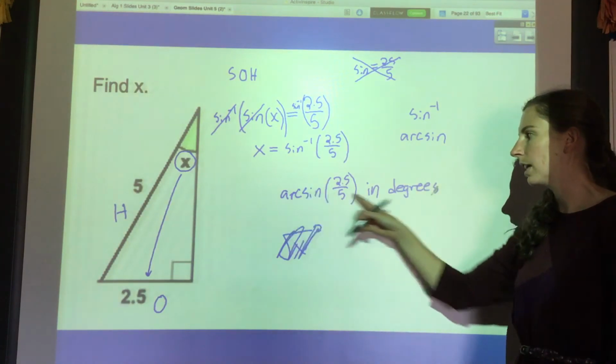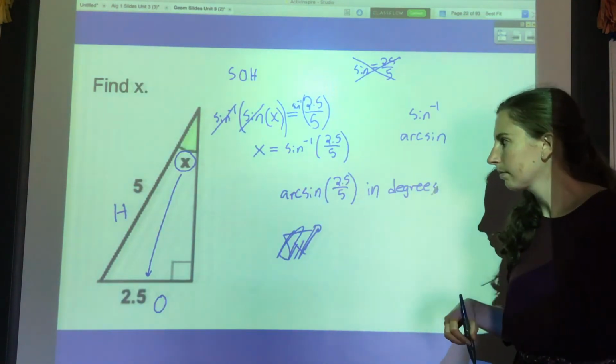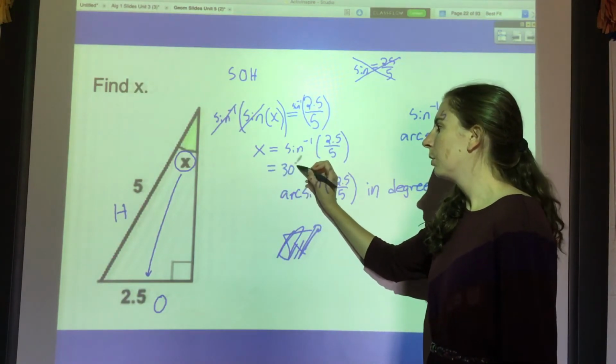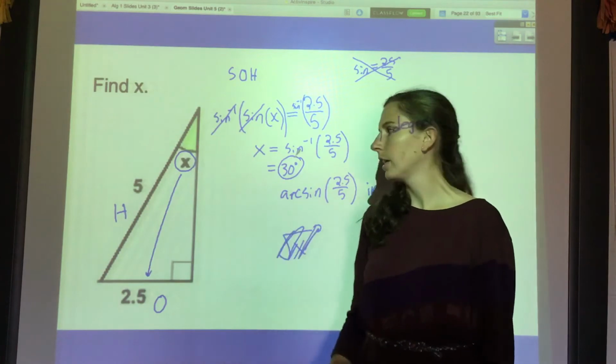So just type this into Google and it will do it for you. Okay, so that told me the answer was 30 degrees, which makes sense. This looks about 30 degrees.